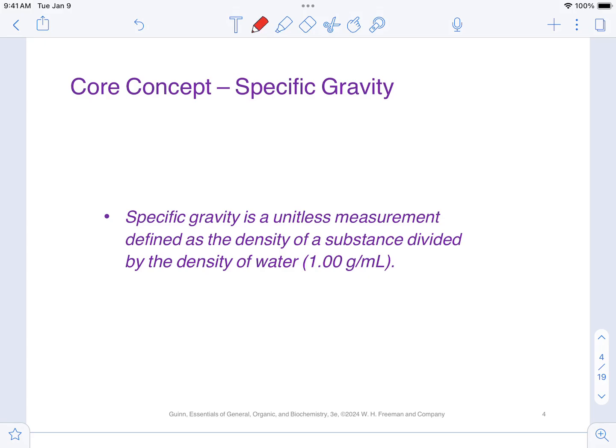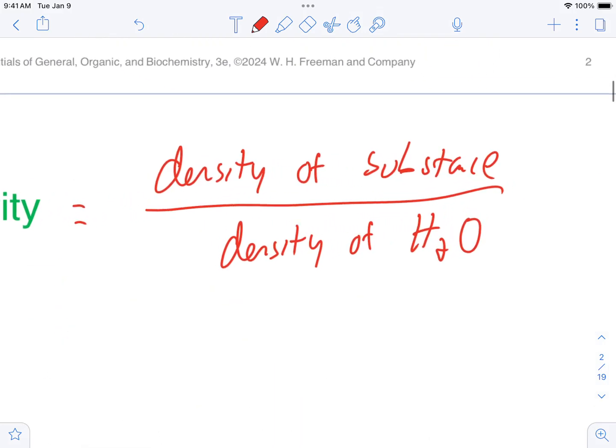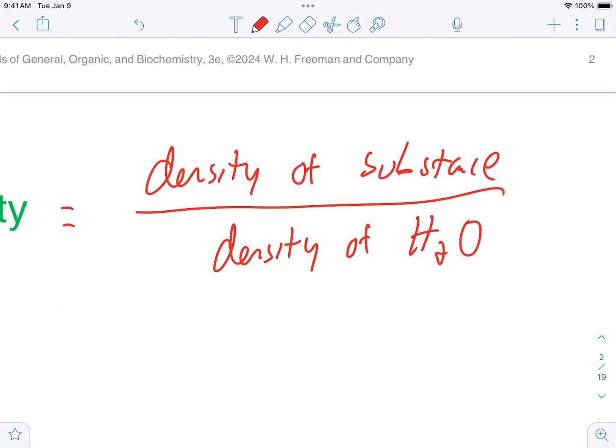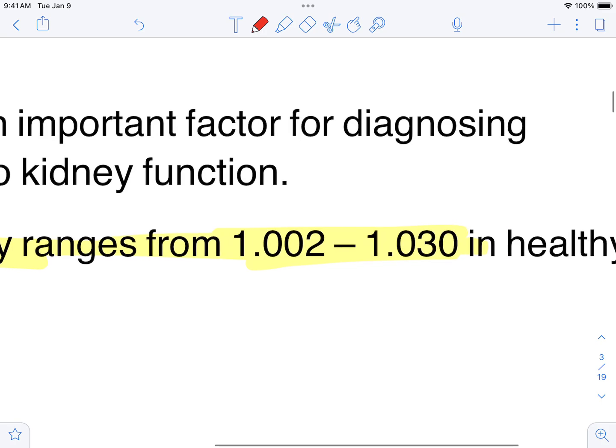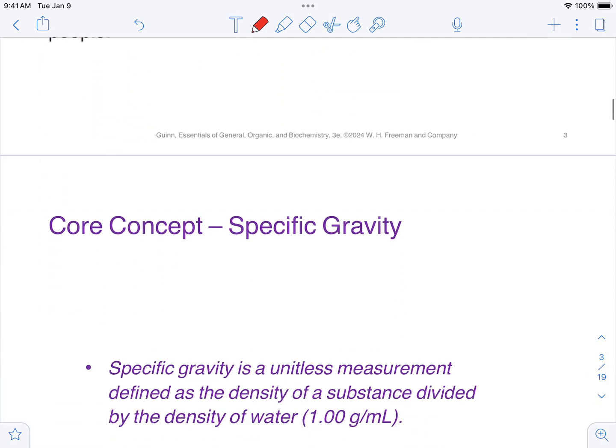Notice that specific gravity is unitless, and that is because when you are dividing two densities, let's say you have gram per milliliter divided by gram per milliliter, they would cancel out. So it is a unitless value. Notice you don't see any units on those numbers there.